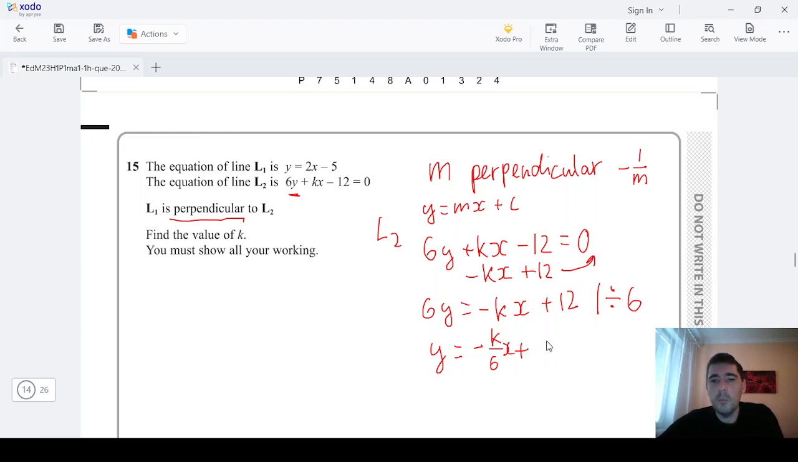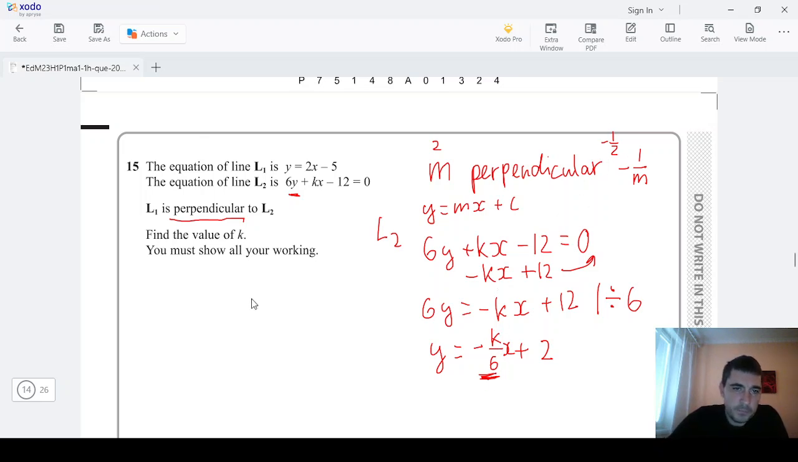Okay, plus 2, and what we need to do is match this gradient with the perpendicular gradient of L1. Okay, so the original gradient was 2. So the perpendicular gradient to L1 will be negative 1 over 2. So the gradient of the second line should be equal to negative 1 over 2.